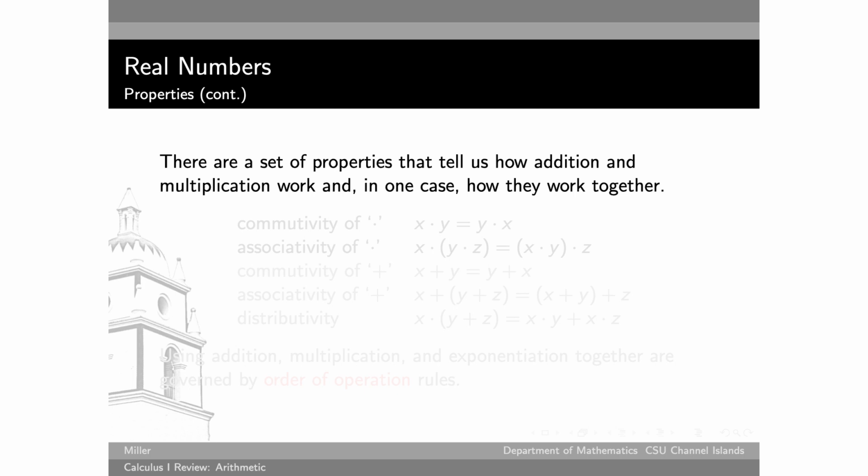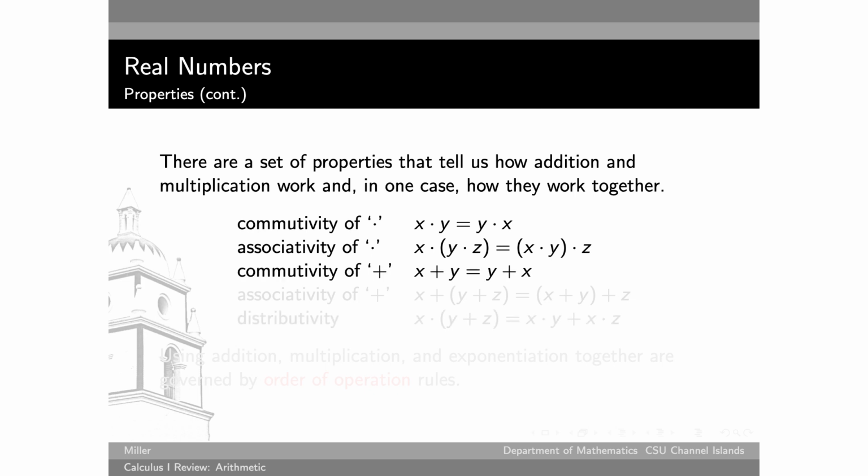There are sets of properties that tell us how addition and multiplication work, and, in one case, how they work together. I will list them now. Commutativity of multiplication. X times y is y times x. The product of two numbers doesn't depend upon what order you multiply the two numbers in. Associativity of multiplication. If you have three numbers, it doesn't matter what order you multiply them in, you'll always get the same number.